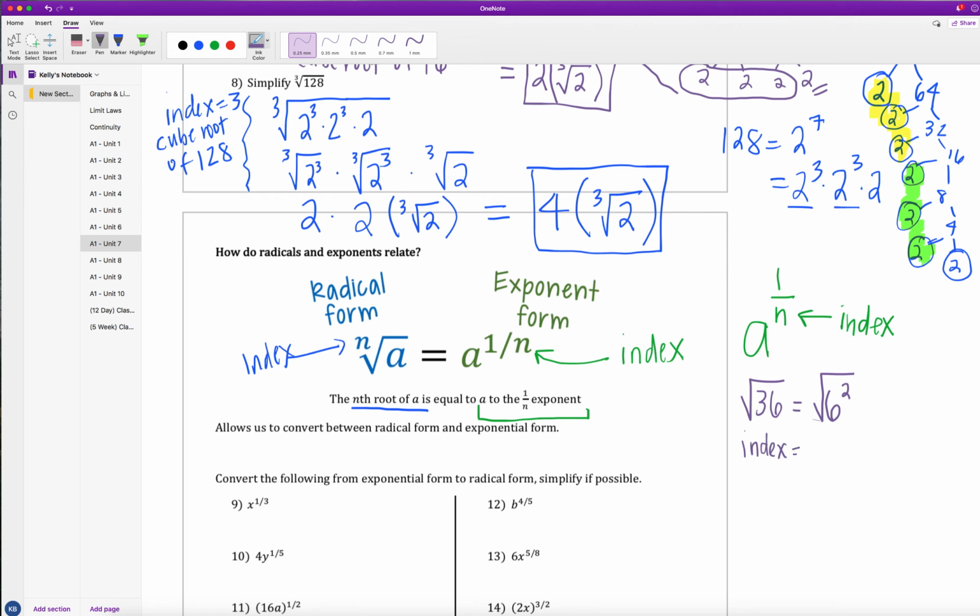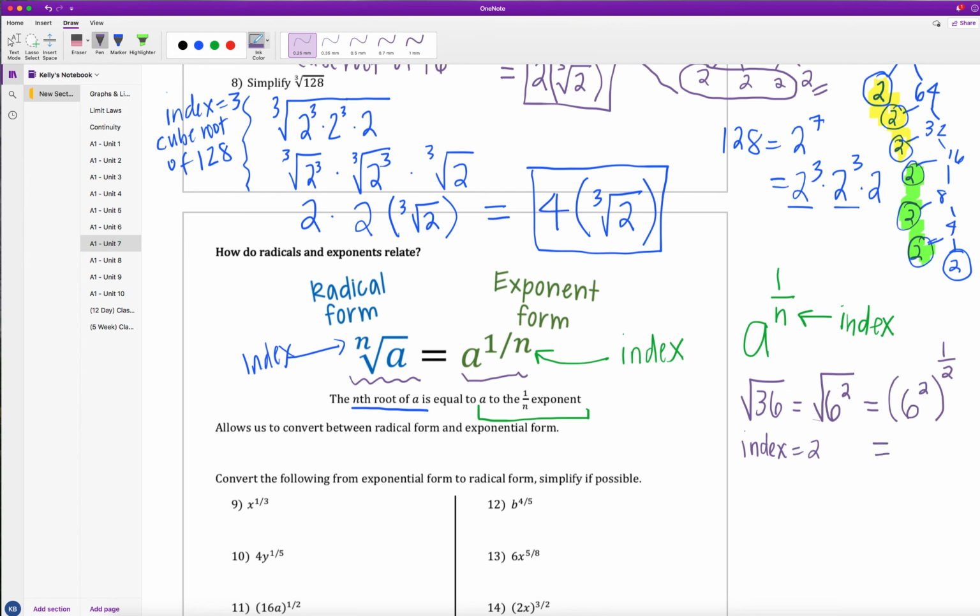So I could rewrite this in exponential form, and we're going to see really why the square root and the square cancel. To rewrite this in exponential form, that square root is going to become a 1/2 power since my index is 2. That's taking this conversion from the square root over to the 1/n power. I can just rewrite the 6 squared. It was underneath the radical, which means it's still inside this exponent.